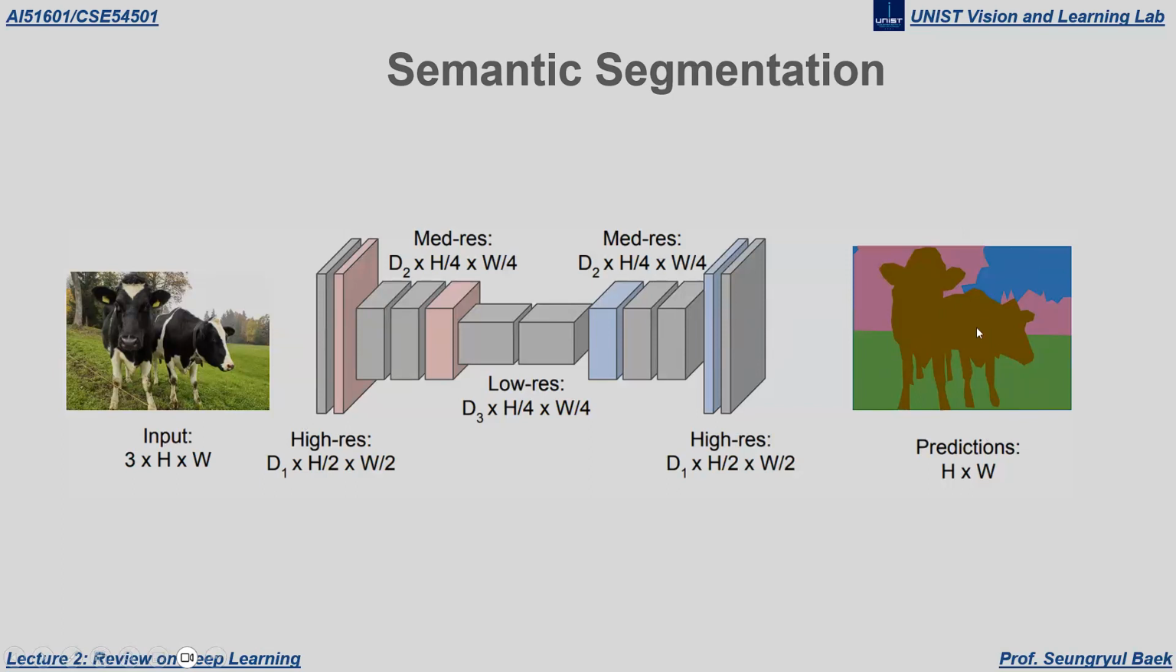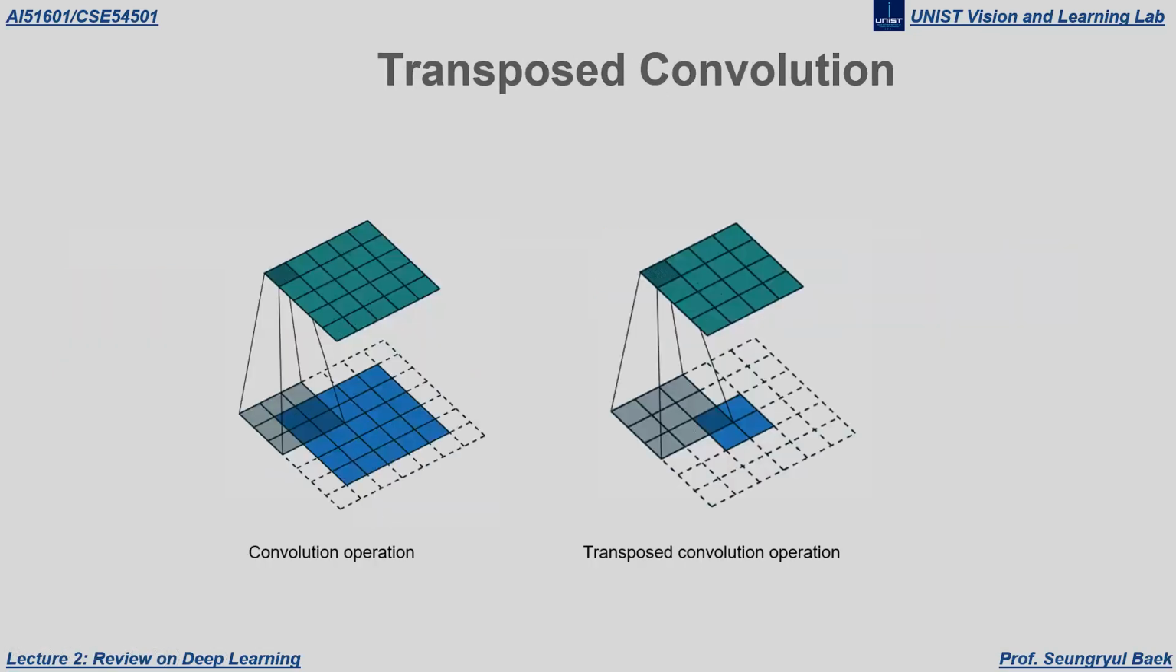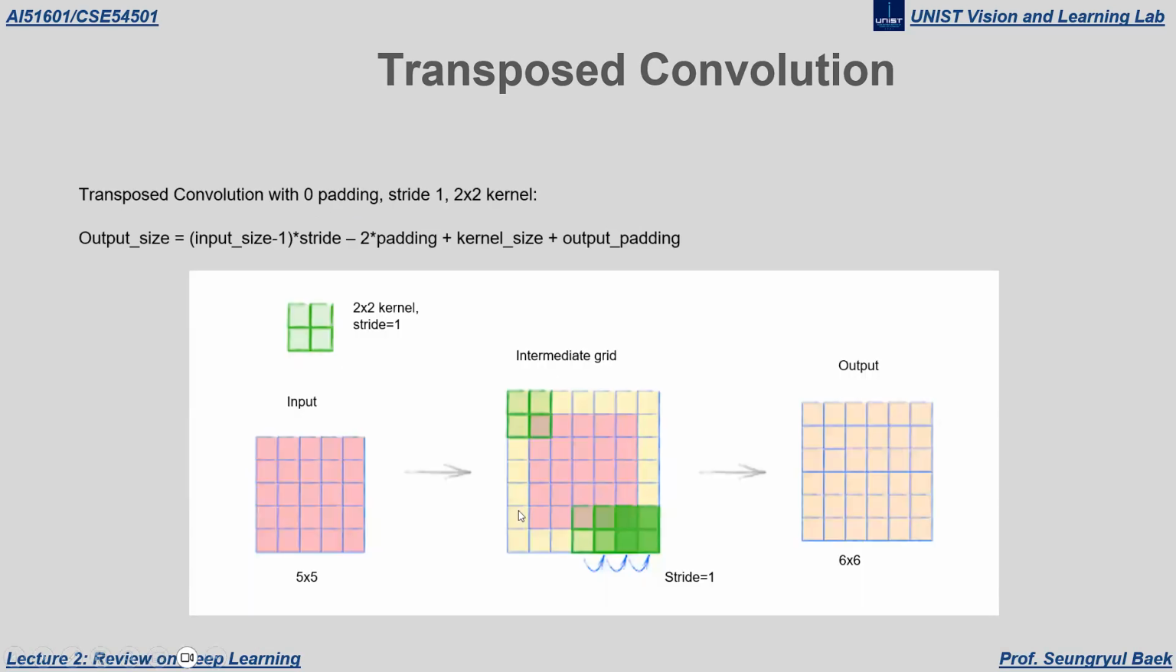Okay, so the computer vision researchers wanted to find this kind of operation that can upsample the signals. And what they found is the transposed convolution operation.